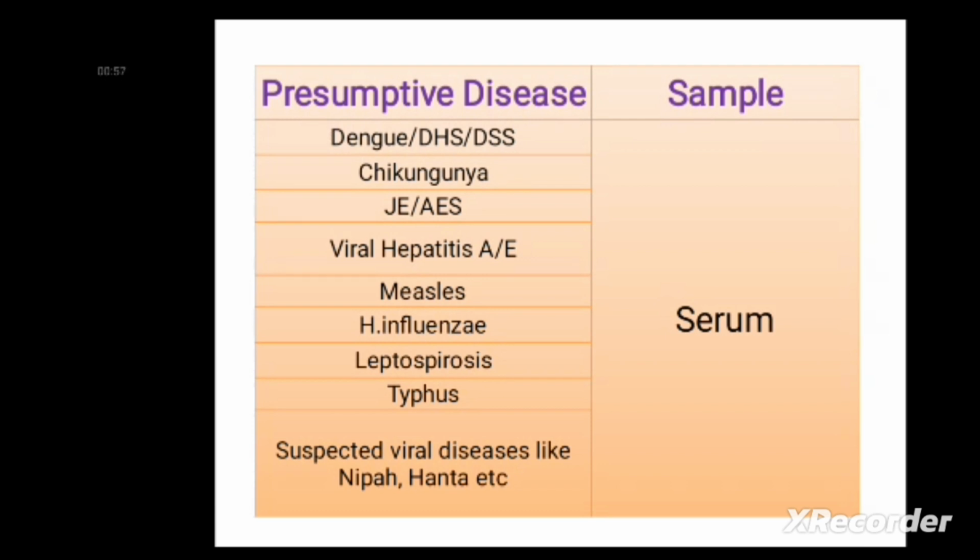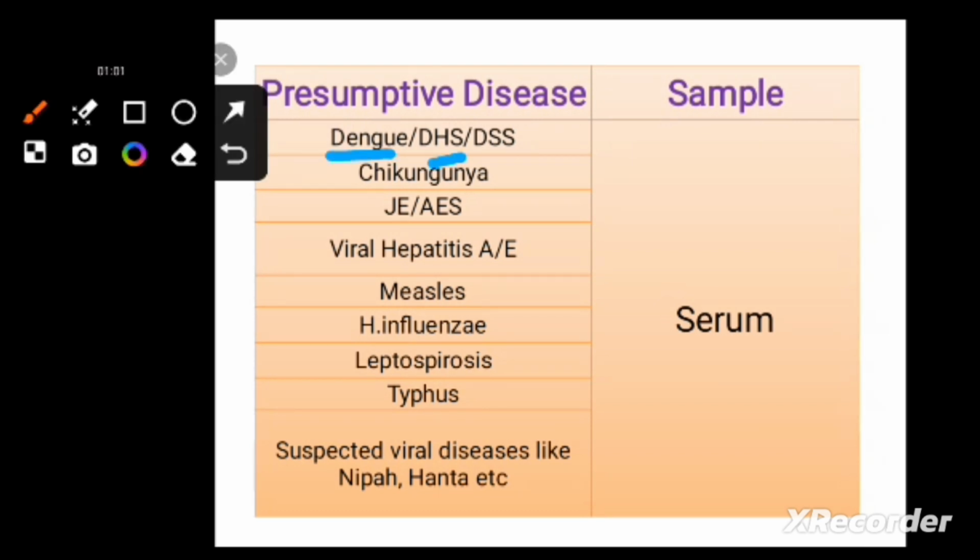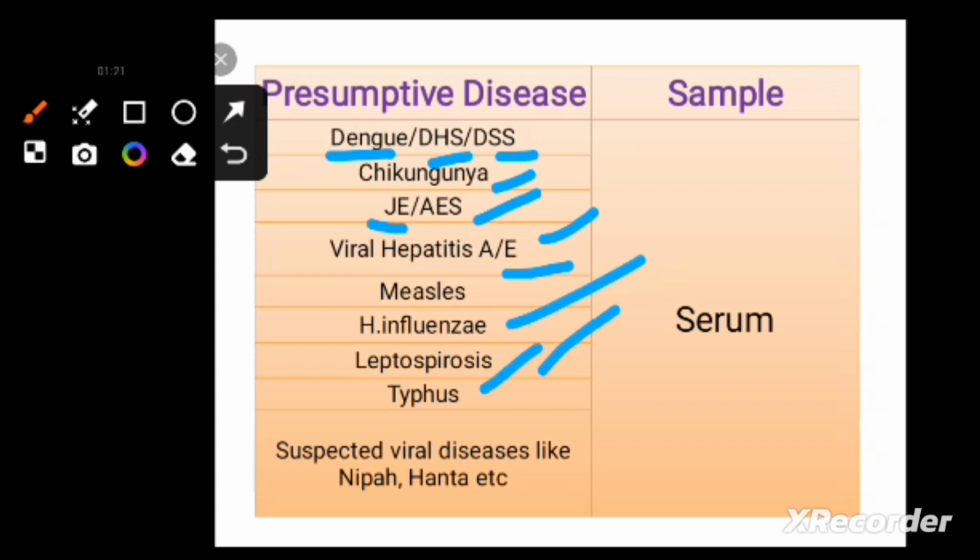Now let's start. For diagnosing dengue hemorrhagic syndrome, that is DHS, dengue shock syndrome, that is DSS, chikungunya, AES or JE. AES stands for acute encephalitis syndrome, JE that is Japanese encephalitis, viral hepatitis A, E, measles, Haemophilus influenza, leptospirosis, typhus, suspected viral diseases like Nipah, Hanta, etc. In all cases, blood serum sample should be collected.